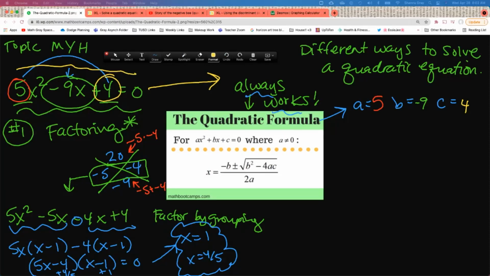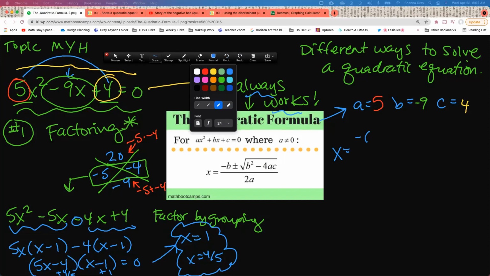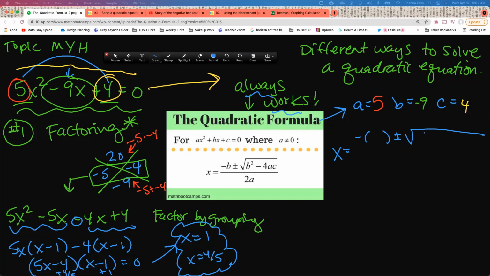So let's go through and say, all right, x equals -b. So -9. Oh, that's what I wanted to do, is use the colors as I went. Actually, you know what? Here, let's do this. Let's write the shell of the formula. So -b plus or minus the square root of b squared minus 4 times a times c all over 2 times a. So now I'm going to plug all those numbers in.